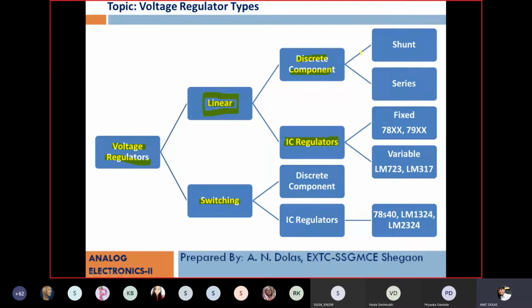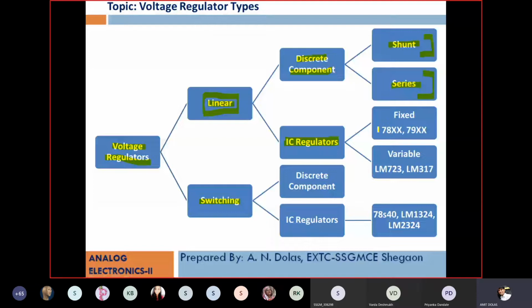Then under discrete component we have two types, shunt and series. The meaning is, whenever the load is shunted to the regulating device, like a Zener voltage regulator where the Zener is there and across the Zener there is the load, that is called a shunt regulator. And series means if the regulating device is in series with the load, that is called a series regulator.